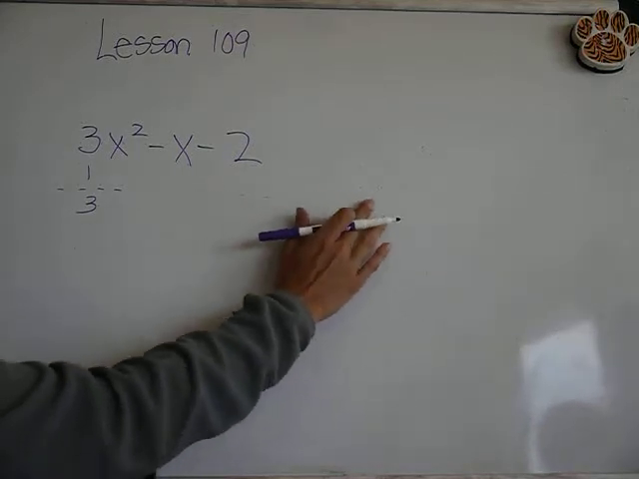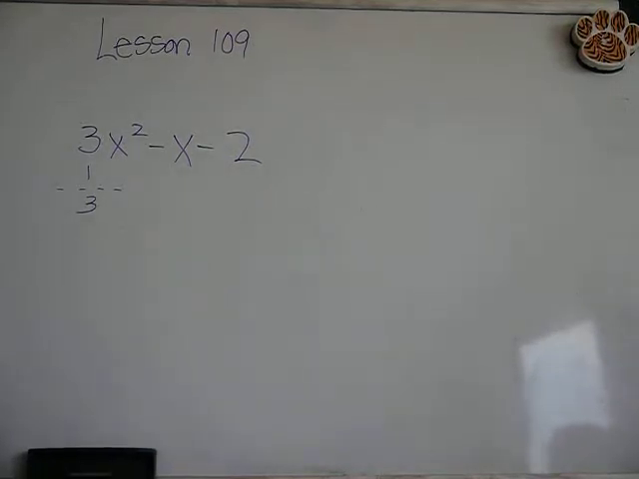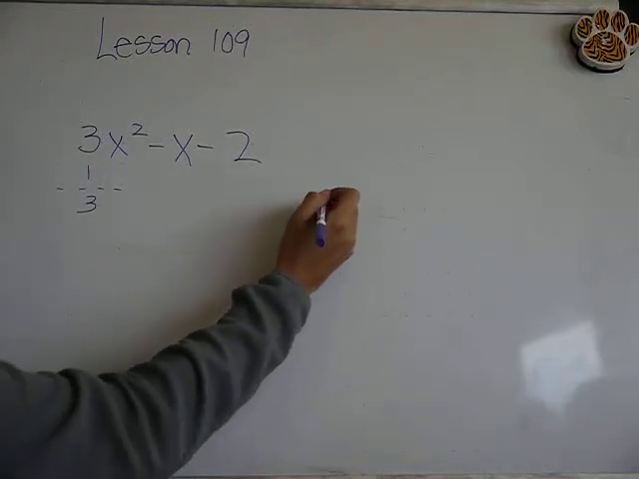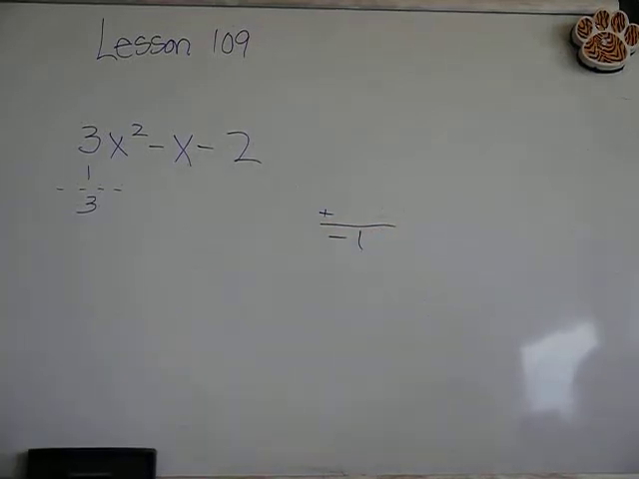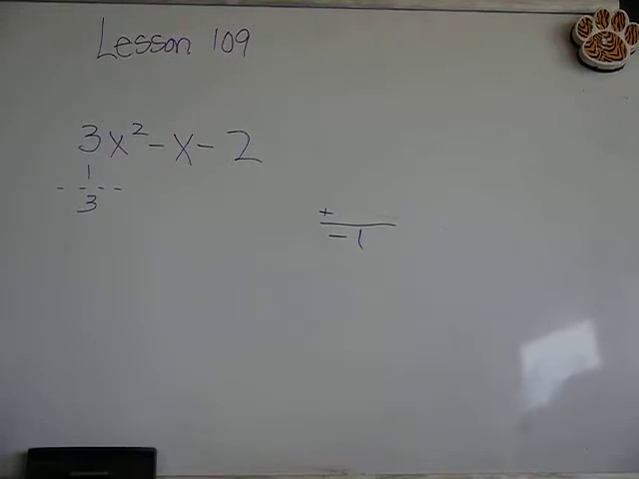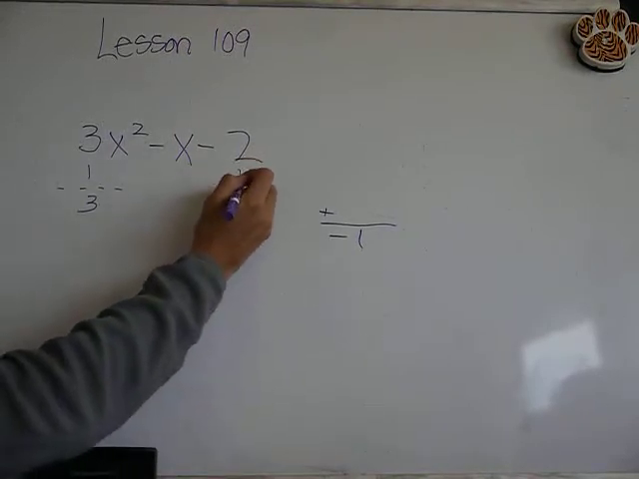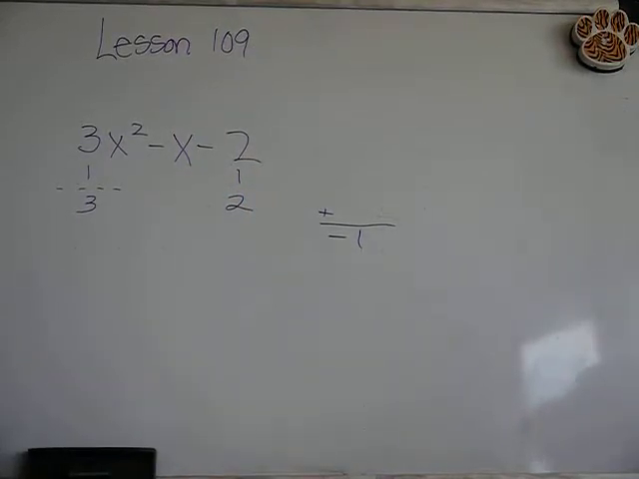What factors does 21 have? 3 and 7, 1 and 21. That's it. And it's just gotta equal -1. So then it'd be like, yeah.